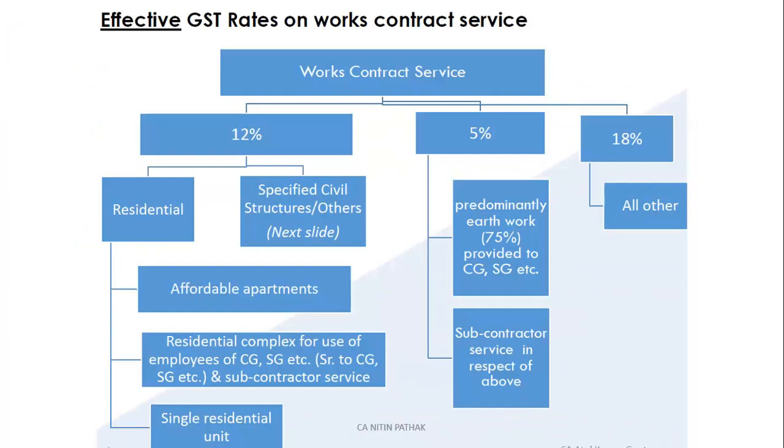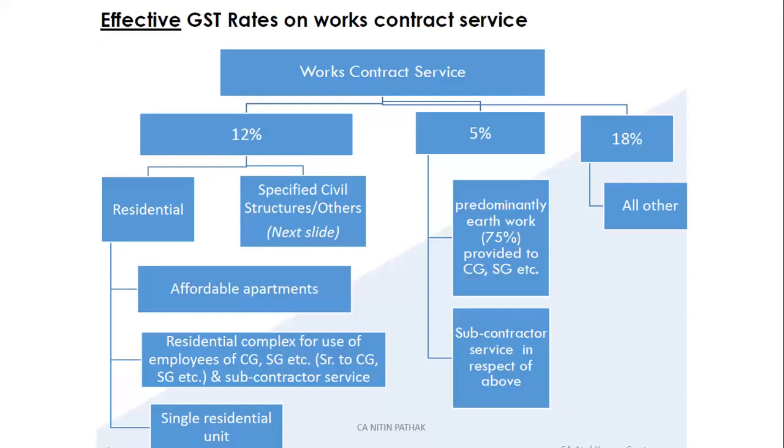Before that, let me discuss the effective GST rate on works contract. I have already spoken about the definition of works contract in detail. You just go to that definition, it is a very important part. Here there are 12%, 5% and 18%. Whatever is in 12% and 5%, and whatever is not, all will come under 18%. Okay, let us discuss what comes under 12%.